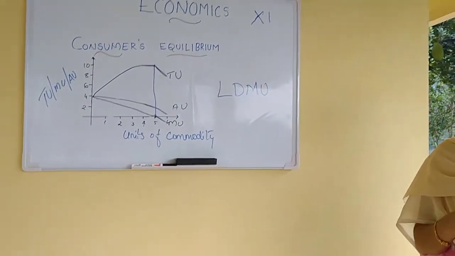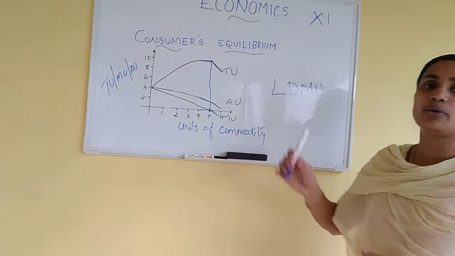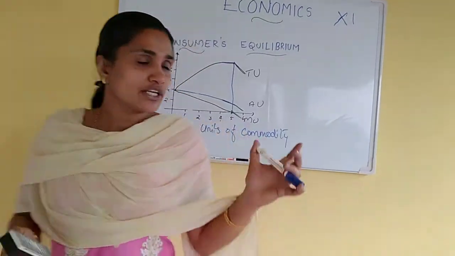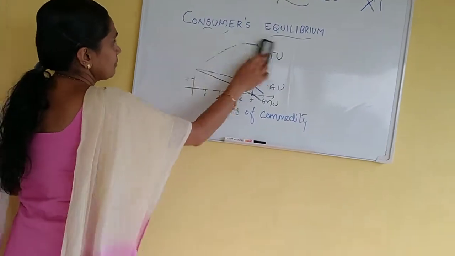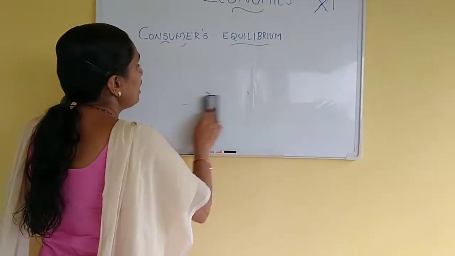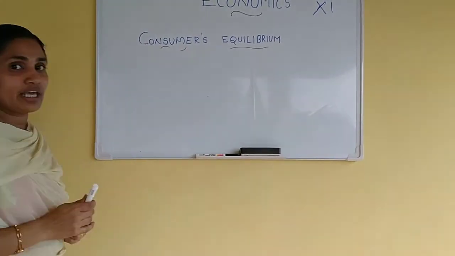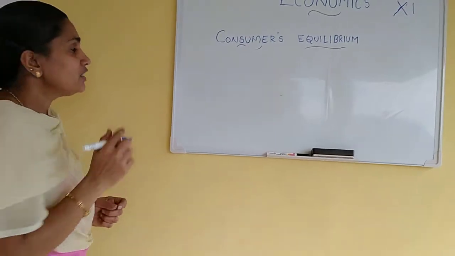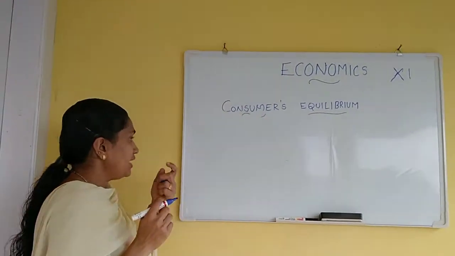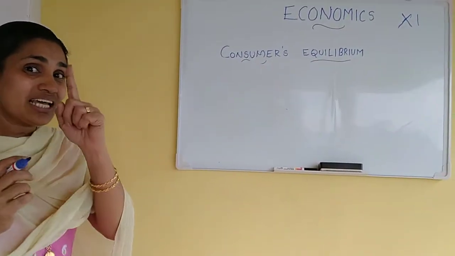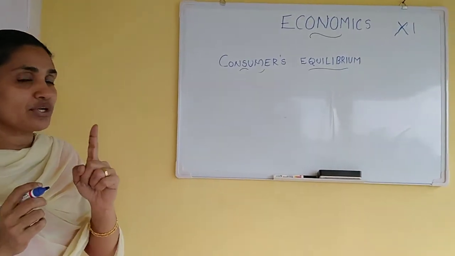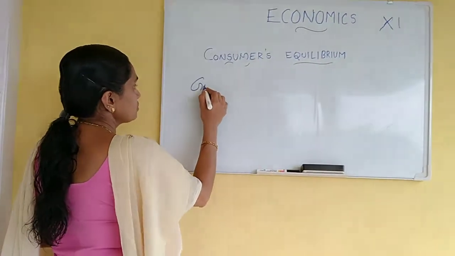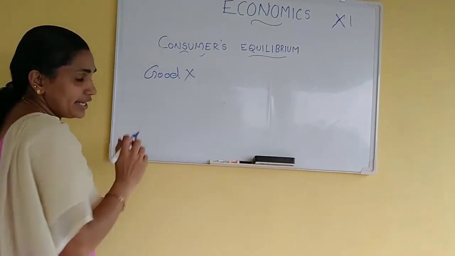Then we need to come back to the consumer's equilibrium, the conditions of the consumer's equilibrium. I hope you understood this portion, the diagrammatic representation of TU, AU and MU. Come back to the consumer's equilibrium and the utility approach. I told you there are two conditions. The first condition is where the consumer consumes a single commodity. That means a single commodity in an economy. There is only one commodity, good X or good Y.